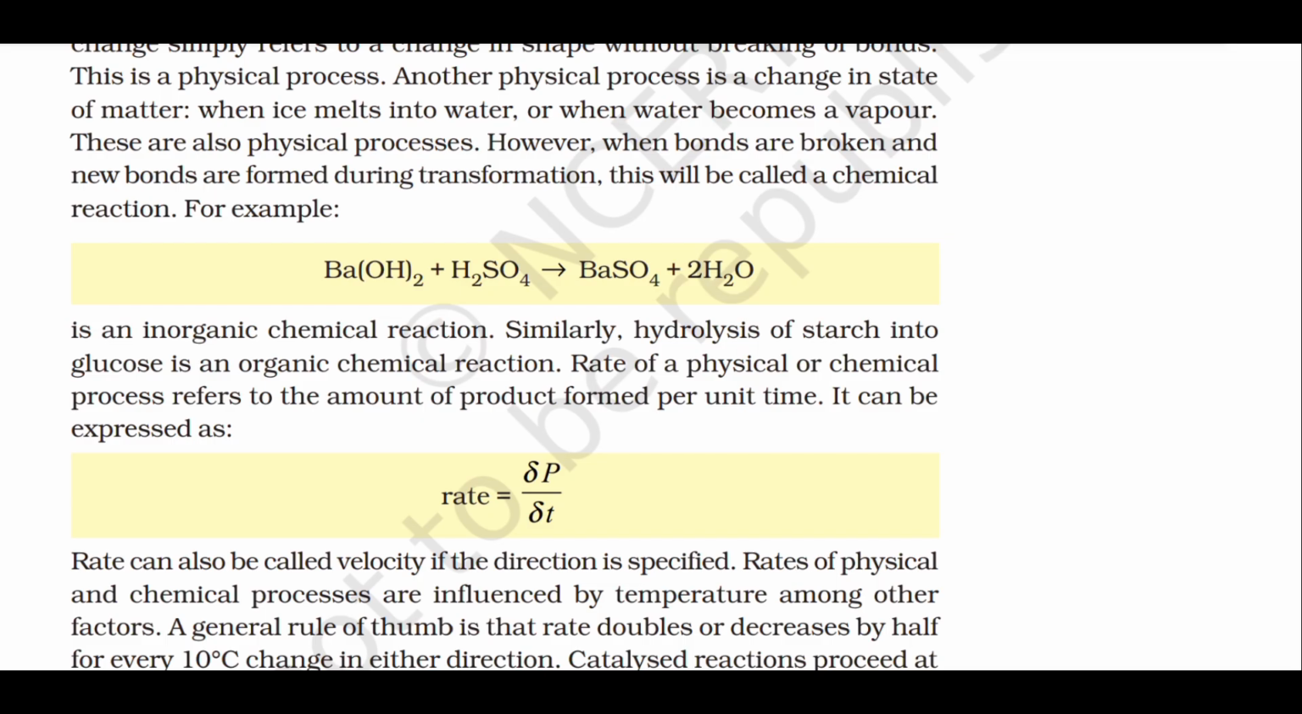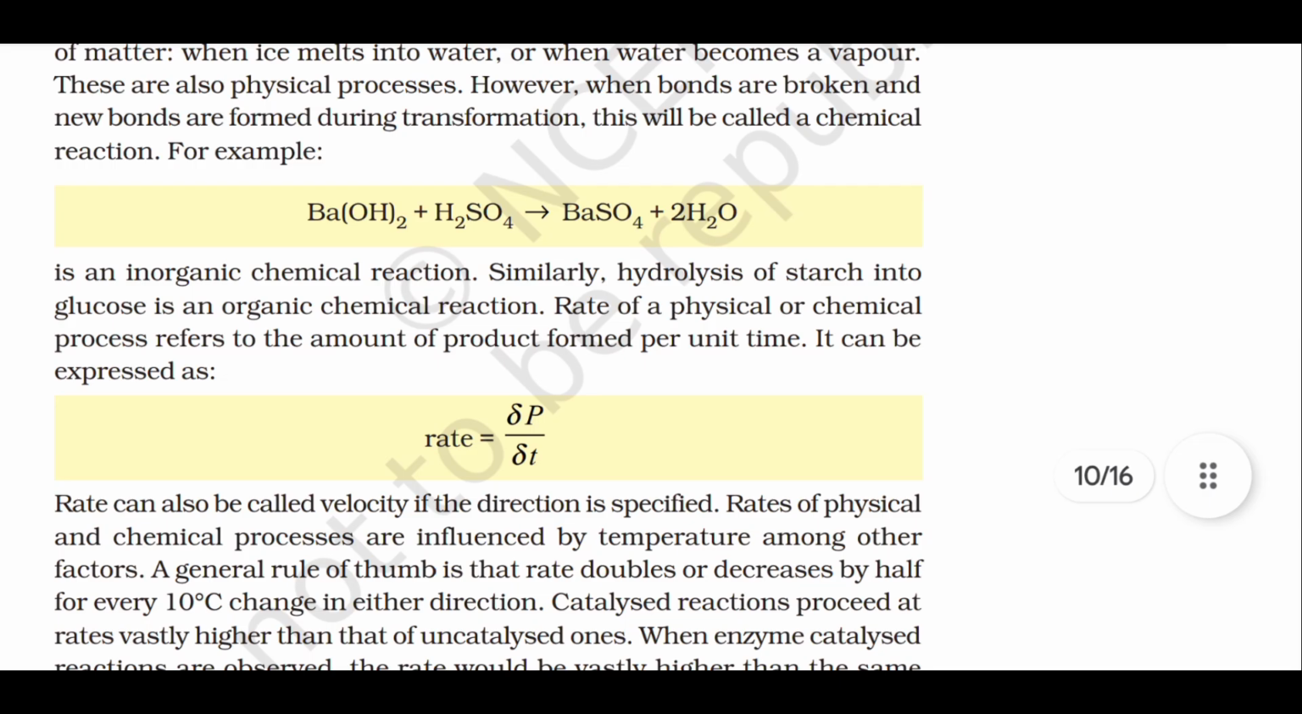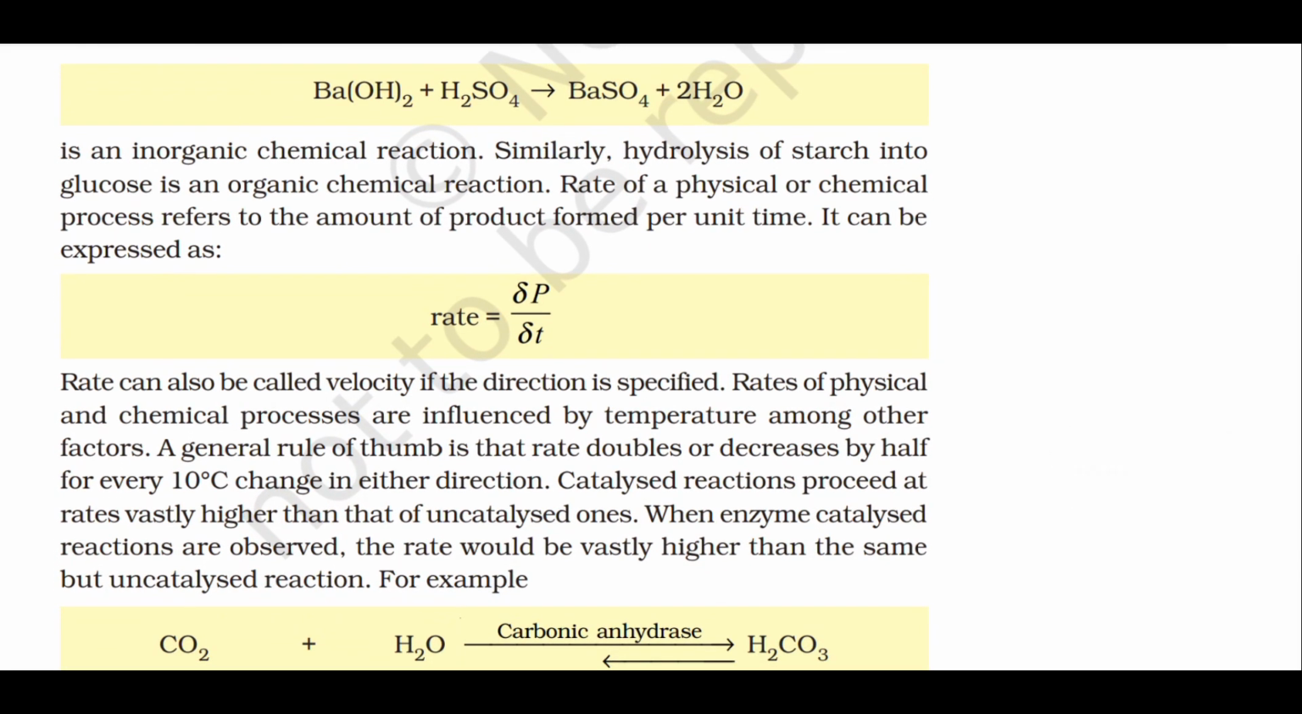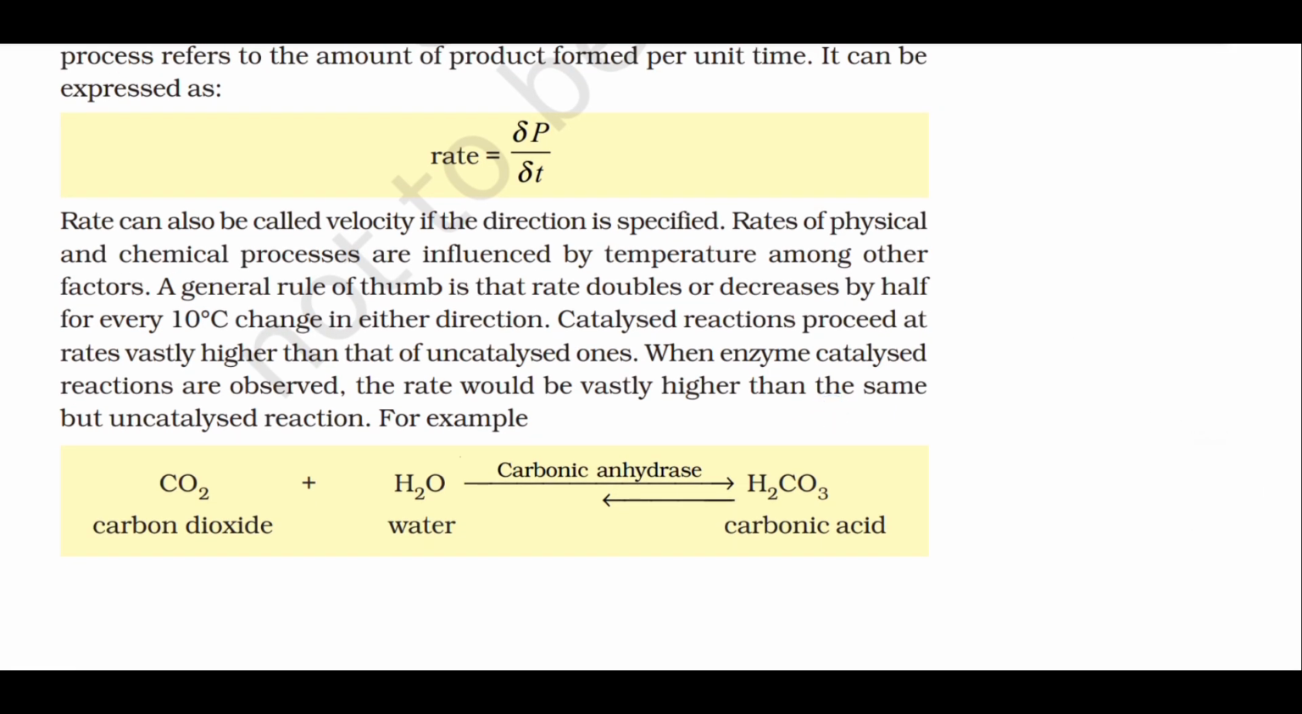Rate of a physical or chemical process refers to the amount of product formed per unit time. It can be expressed as rate equals delta P upon delta T. Rate can also be called velocity if the direction is specified. Rates of physical and chemical processes are influenced by temperature, among other factors. A general rule of thumb is that rate doubles or decreases by half for every 10 degrees Celsius change in either direction. Catalyzed reactions proceed at rates vastly higher than that of uncatalyzed ones.